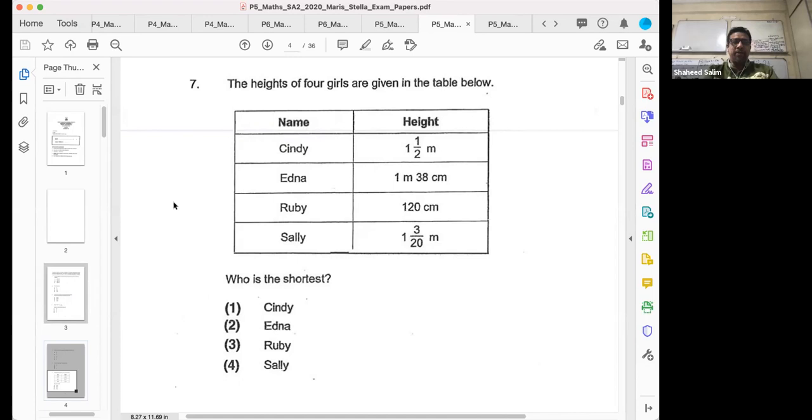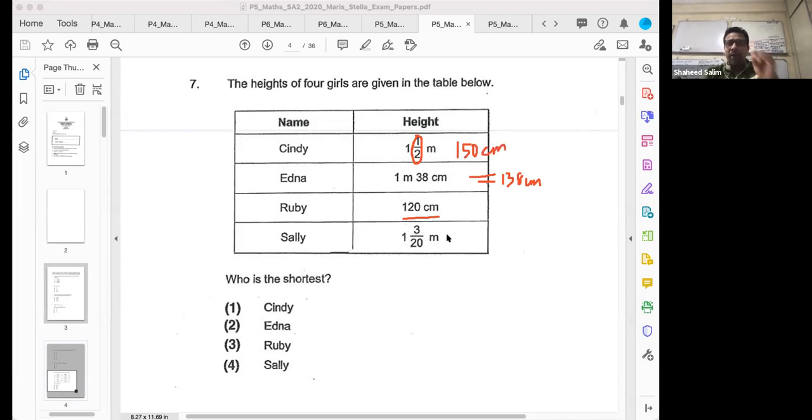Farish said Ruby two times. Okay, a lot of you say number 3. Let us compare. This one is 138. Edna is 138 cm. This one is quite clear, right? This one is 120. Given 1.5, this is 50. Half of 1 meter is 50. This one is 150 cm. Now, what about the last one over there?